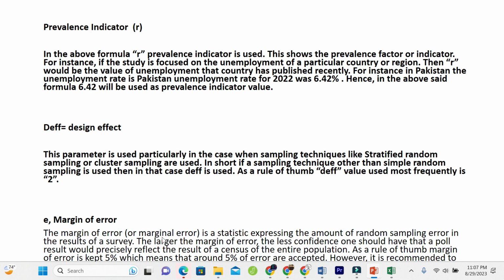It is a formula; in other videos I have explained how to calculate the margin of error, but here in this case we are capturing the margin of error at a 5% level of confidence.